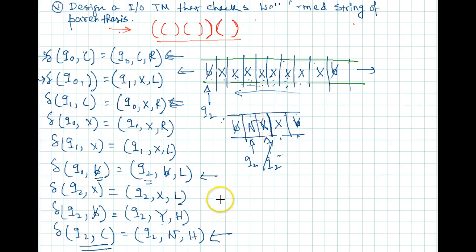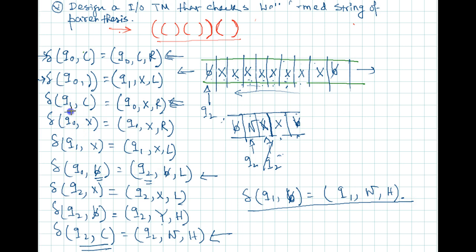So the other case of a non well formed string could be something like this. In Q1, if we encounter a blank space, then also the machine is going to halt. That's the other case. Now in Q1, we are supposed to get an opening bracket and we should put a cross mark and we should move right.